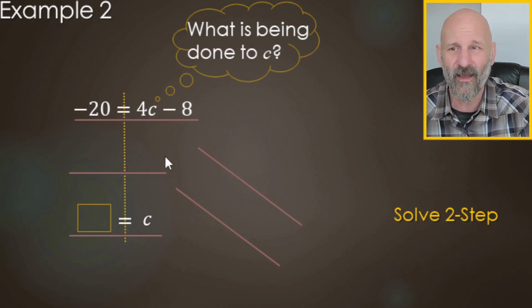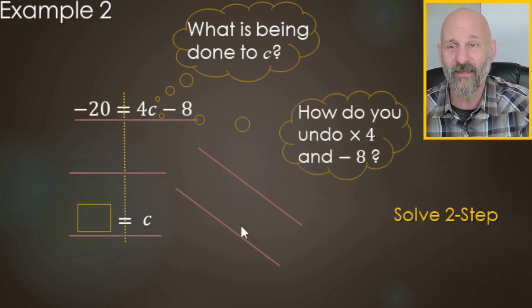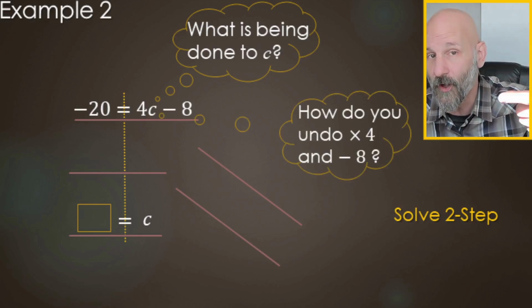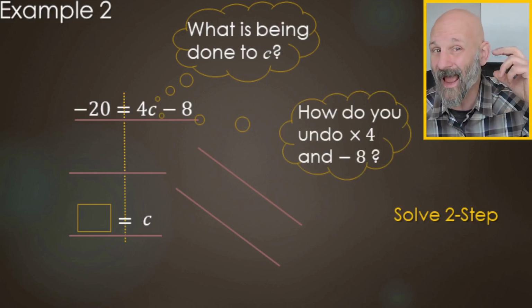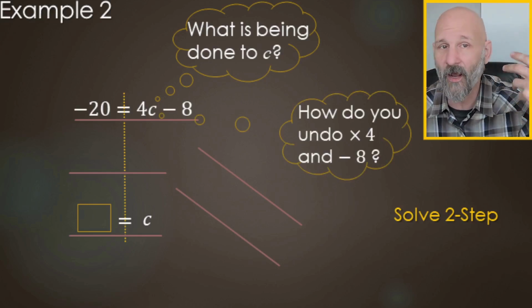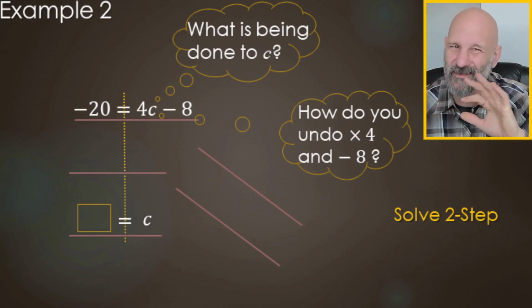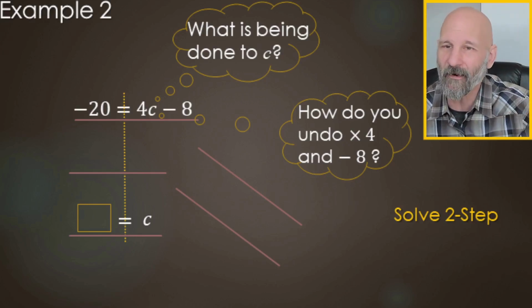We just want c by itself. So we don't want the 4 there, and we don't want the minus 8. So we're going to undo those. Okay, so we start out with the add or subtract part first. Normally, if you're solving it the stereotypical way, you're going to add or subtract first.